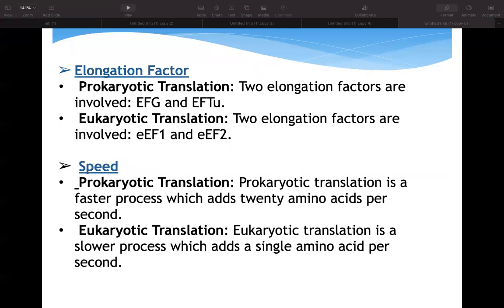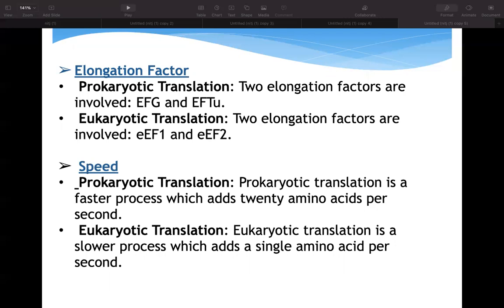The difference in elongation factor is that in prokaryotic translation, there are 2 elongation factors involved, that is elongation factor G and elongation factor Tu. In eukaryotic translation too, there are 2 elongation factors involved, that is eukaryotic elongation factor 1 and eukaryotic elongation factor 2.